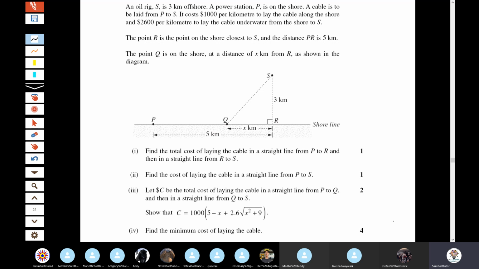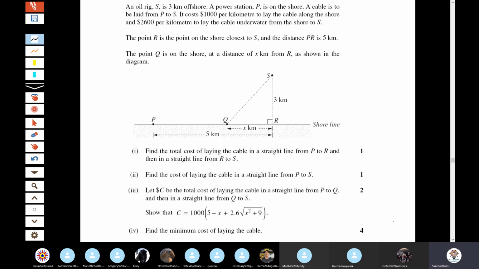The point R is the point on the shore closest to S. Yes, makes sense. And the distance PR is 5. Yep, so far so good. You understand everything that's happening? You see how I'm breaking everything up? I think you've got to do the same thing. The point Q is on the shore. Again, I look at it. Yep, makes sense. At a distance of X kilometers from R as shown in the diagram. Cool. Whereas I think you read the whole thing, you look at the diagram, and you're like, what the heck am I doing? Whereas I actually break up the words and look at the diagram as the words are describing it. So then I can draw the diagram that they've given me in my head as I'm reading it. It's kind of what's happening.